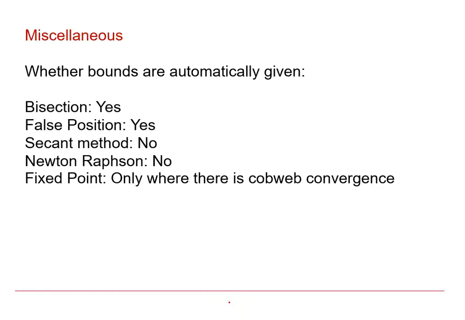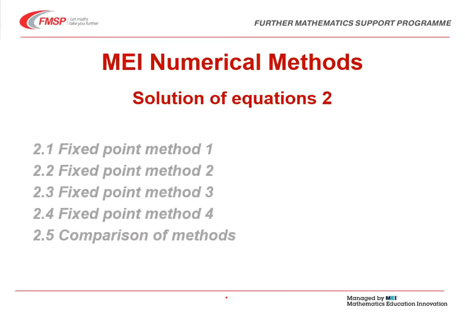And then for the fixed point method, if g'(alpha) is between -1 and 0, then we're going to have cobweb convergence, and so we're alternating between being either side of alpha, which means that we've always got an interval for alpha whenever we decide to stop. So that concludes the videos for solution of equations 2.